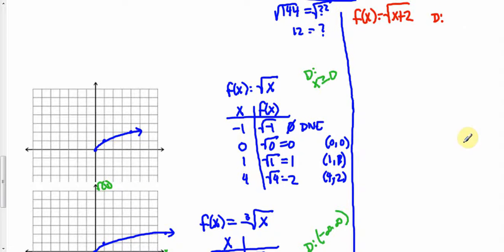What is the domain of this function? I know I can only take square roots of numbers that are 0 or greater, right? So what you have to do in a situation with a square root is take what is under there, the radicand, and set it greater than or equal to 0.